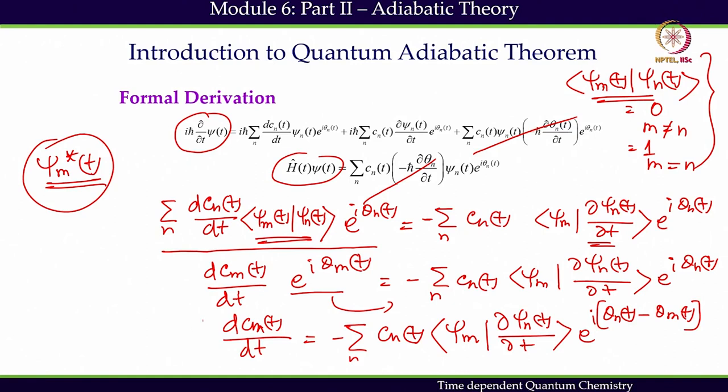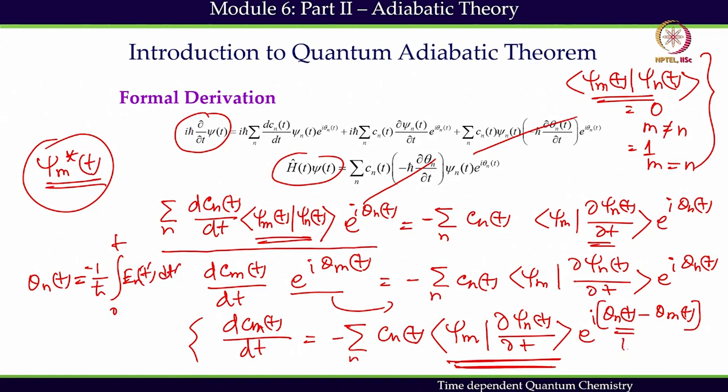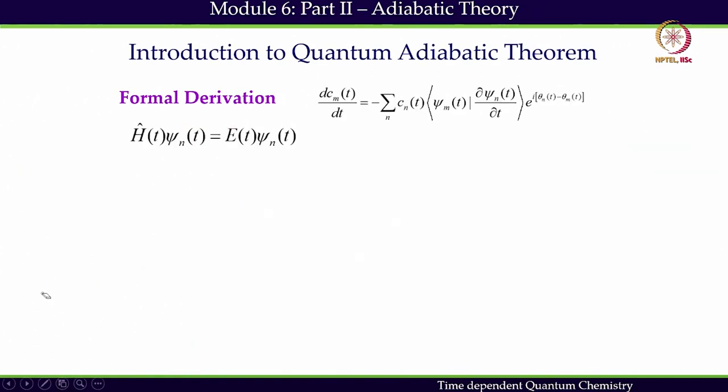So in order to reduce this expression, what we need to do, we need to find out this expression. Because theta_n already has an expression, we have seen theta_n(t) is nothing but minus 1 by h cut integral from 0 to t of E_n(t') dt'. This is the integration represented by theta_n. So this part is known, and if we get an expression for this part, we'll be able to reduce the expression further. That's exactly what we'll do. We have now this expression already given, and we need to know this one.